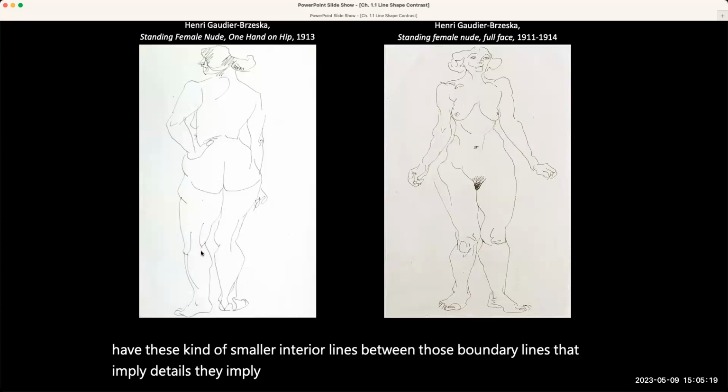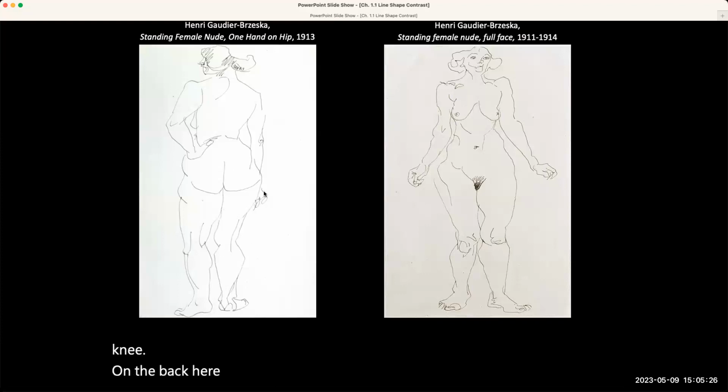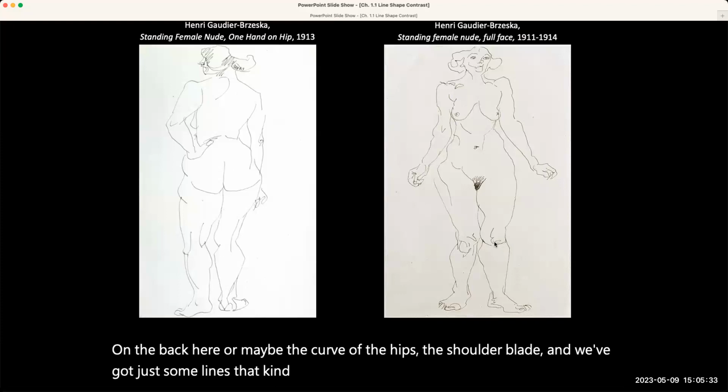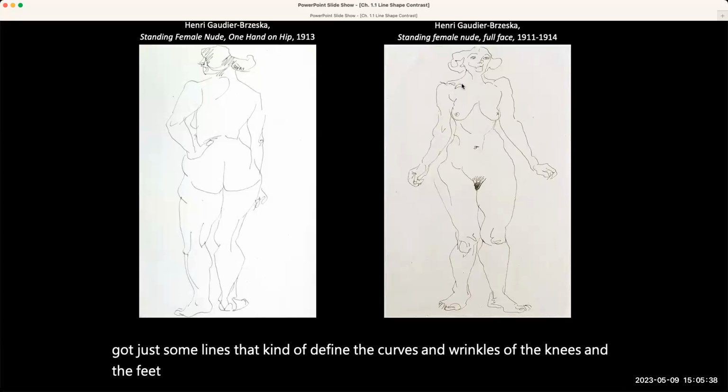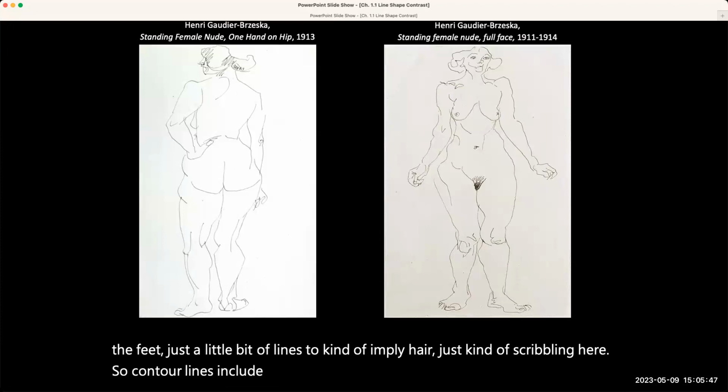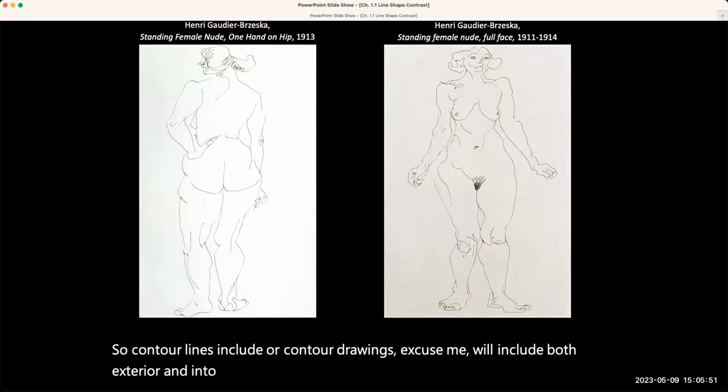They imply, well, in this case, kind of the dip of the bend of the knee on the back here, or maybe the curve of the hip, the shoulder blade. We've got just some lines that kind of define the curves and wrinkles of the knees and the feet. Just a little bit of lines to kind of imply hair, just kind of scribbling here. So contour lines, or contour drawings, excuse me, will include both exterior and interior lines.